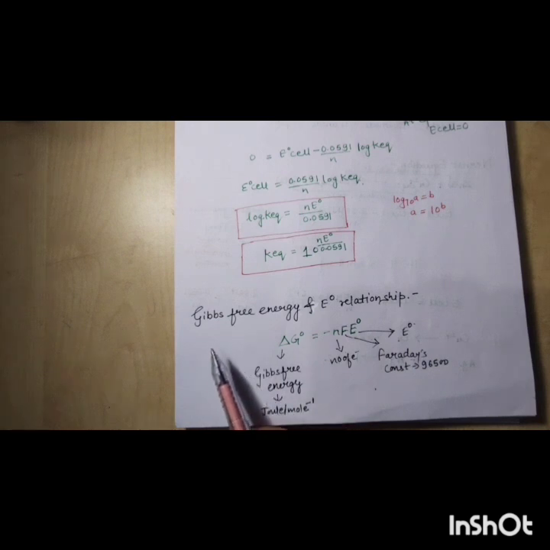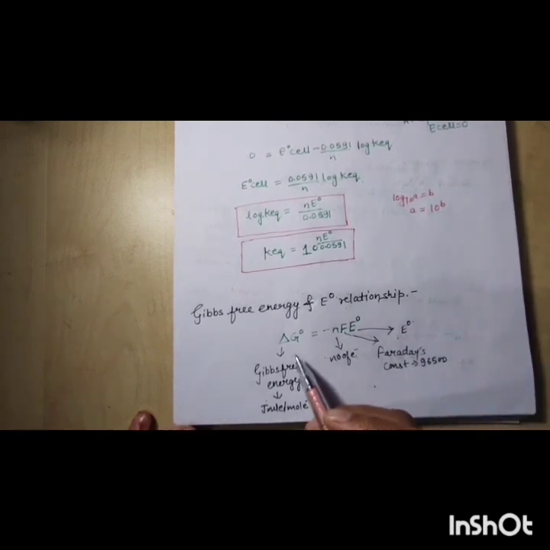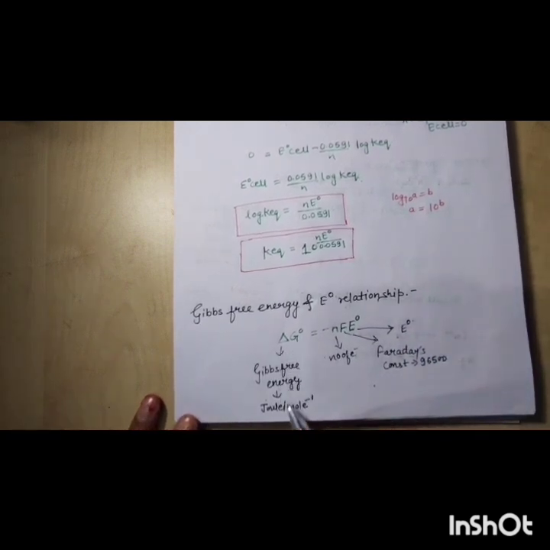Now next is the relationship between Gibbs free energy and E naught. This is also very important. Delta G, meaning Gibbs free energy, is equal to minus N F E naught. This is the equation you have to remember. N is the number of electrons, F is the Faraday constant, E naught is the E naught value. And delta G naught is the Gibbs free energy, and its unit is joule per mole. So the formula is delta G naught is equal to minus NF E naught.